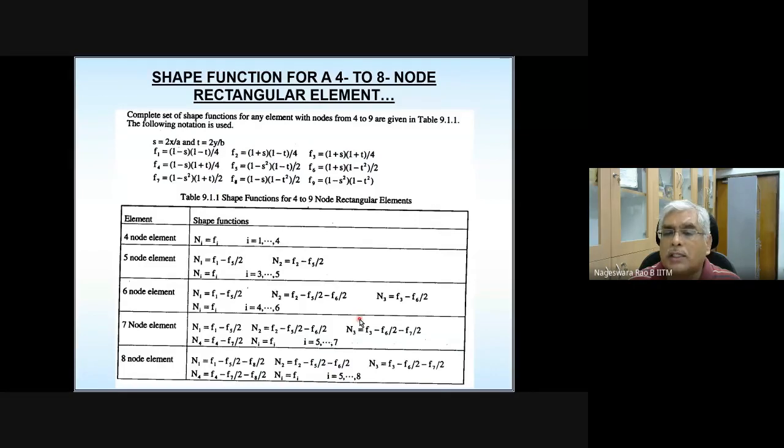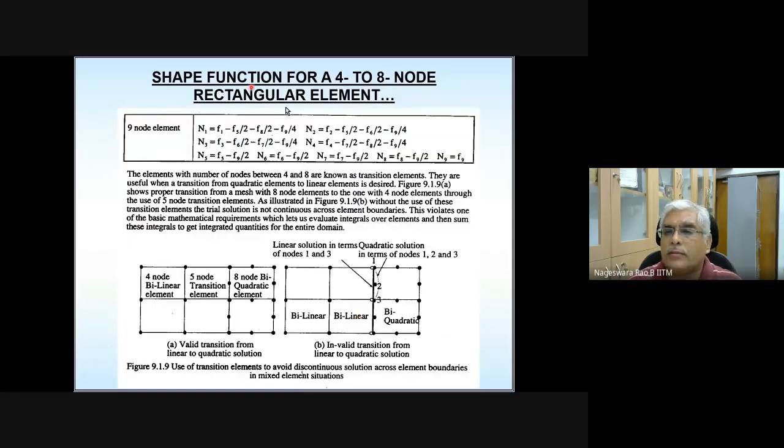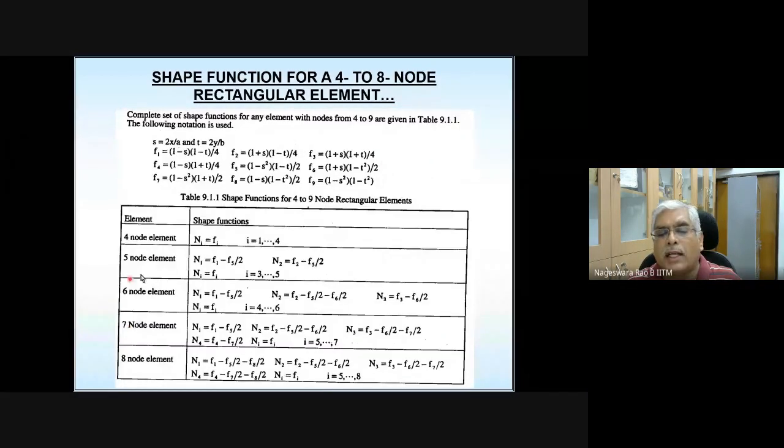These are the expressions that are given here. You can cross check these expressions. And what is the benefit of these kind of elements? What is the use of these 5 node, 6 node, 7 node elements? I told you these elements can be used as transition elements.